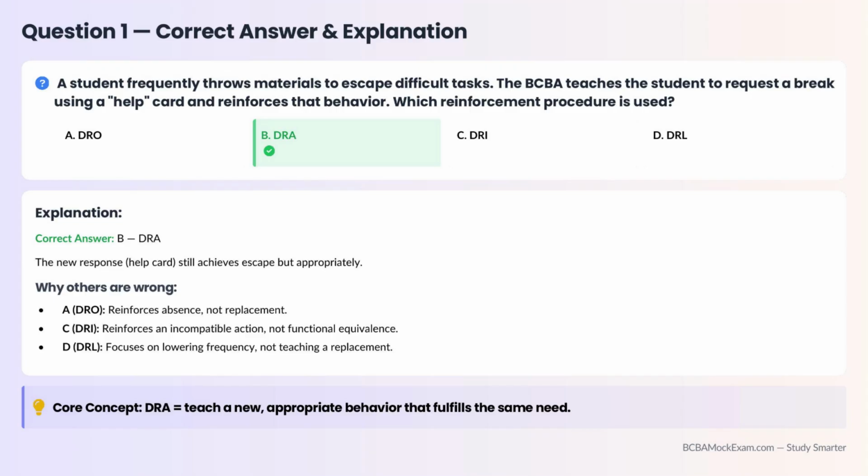The problem behavior, throwing materials, was previously reinforced with escape. We've taught a new behavior, presenting the help card, that still produces escape, but in an appropriate way. That's textbook DRA. Option A, DRO, would mean we reinforce anytime throwing doesn't happen, without caring what the student is doing instead. Option C, DRI, would require a behavior that physically can't occur while throwing, like hands folded on the desk, which isn't specified here. Option D, DRL, is about allowing throwing in smaller amounts, not about teaching a new response. So the big takeaway: when the new behavior is functionally equivalent, think DRA.